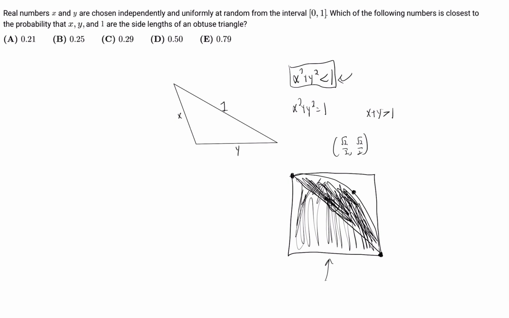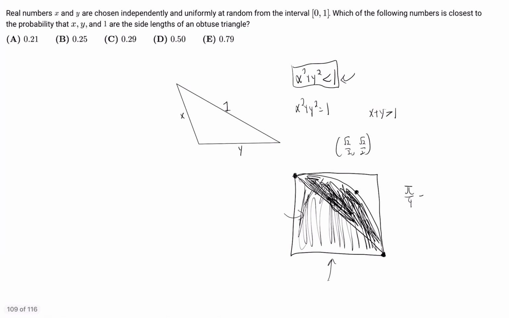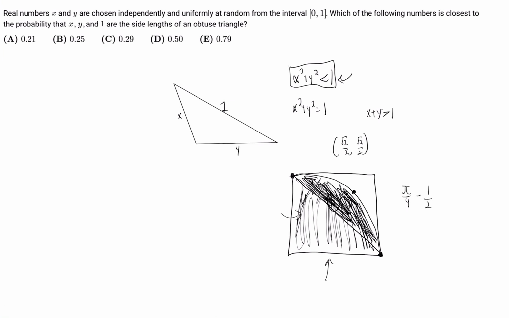And how do we find the area of that funky region? Well, we do the area of this quarter circle, which is pi over 4, minus the area of this isosceles triangle, which is 1/2. And the answer is going to be that over 1. This is going to be pi over 4 minus 1/2, which is pi minus 2 over 4. Pi is about 3.14, so pi minus 2 is about 1.14. 1.14 over 4 is going to be 0.57 over 2, which is about 0.29.